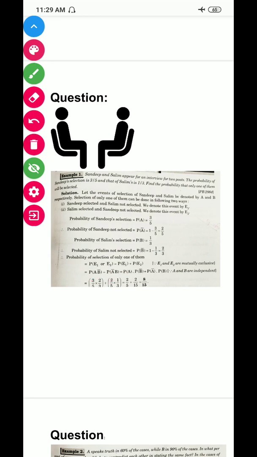So students, here we are selecting only one case, because only one person can be selected for the post. So only A happens or only B happens, and for or we use the plus sign. That's why we write the plus sign here. Now using the above calculated values, we get the answer 8 over 15. So in this way, only one of them will be selected.